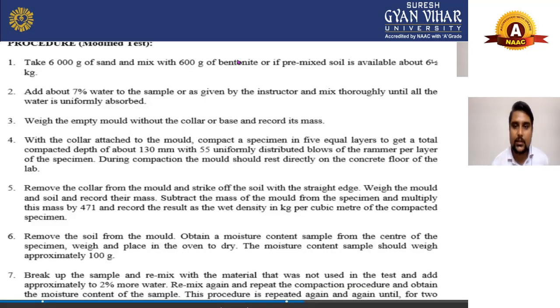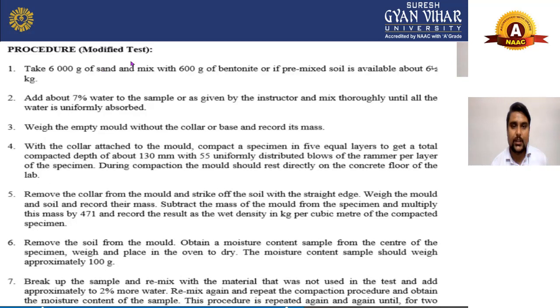Now we will see the procedure of the modified Proctor test. It is similar to the standard Proctor test, but we will go through it as well. Take 6,000 gram of sand and mix it with bentonite, or pre-mixed soil available, about 6.5 kg. Add about 7% water as given by the instructor, and mix thoroughly until all the water is uniformly absorbed.